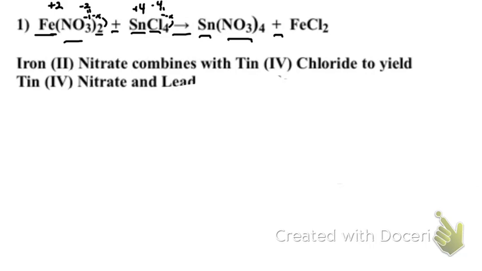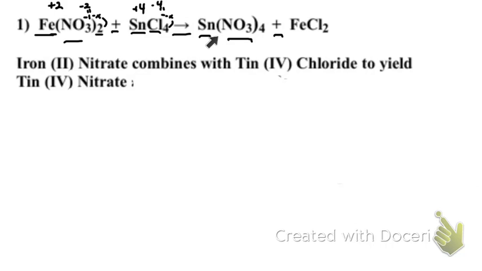That's odd. Should be... Oh no, yields. Sorry, my mistake. We'll back up for a second. So, we've got our tin 4, so it yields tin 4 nitrate, and on this side of the reaction arrow it's "and," and on this side it's "combines with," because these two are combining to form these two products.